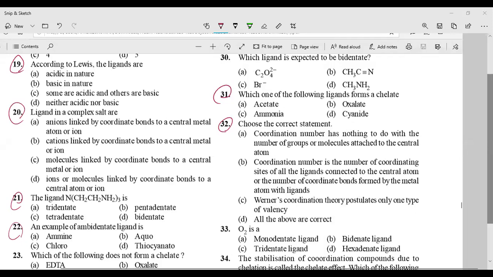Now is the question of 32, 33, 34. What is the answer for question number 19? What is meant by Lewis base?